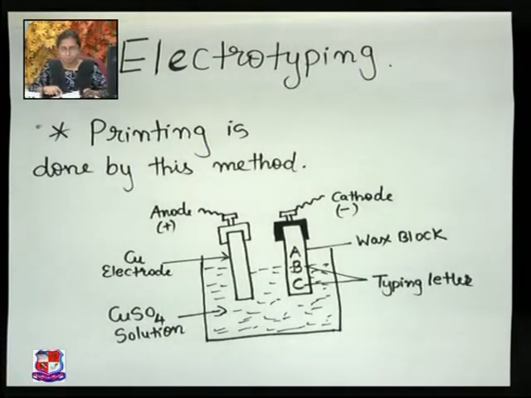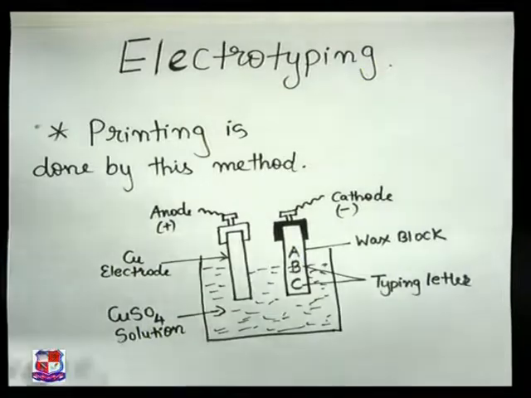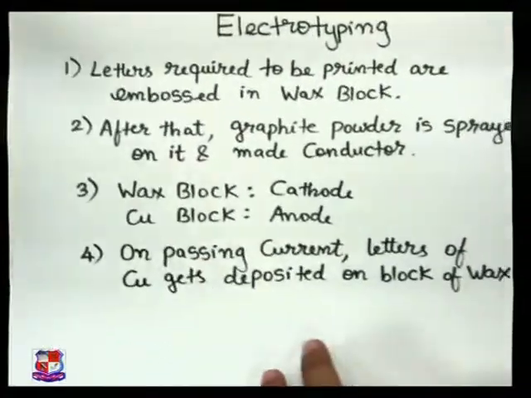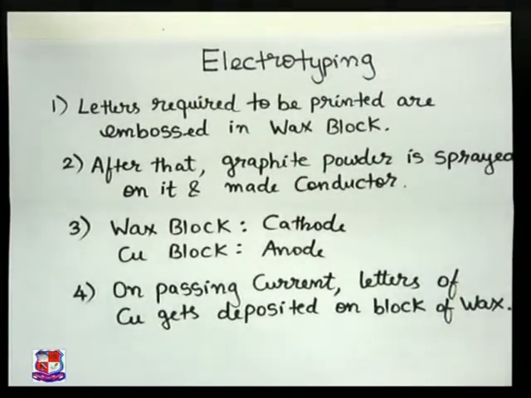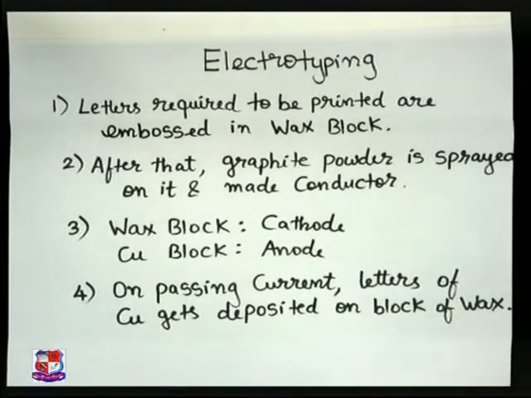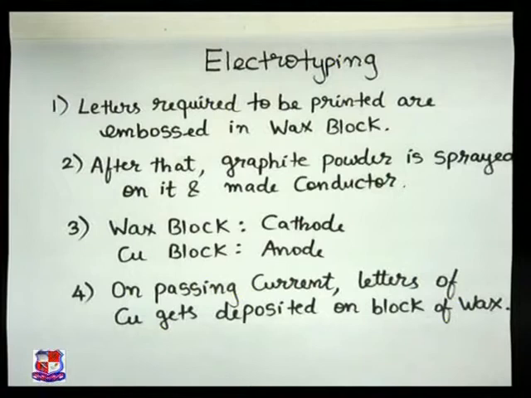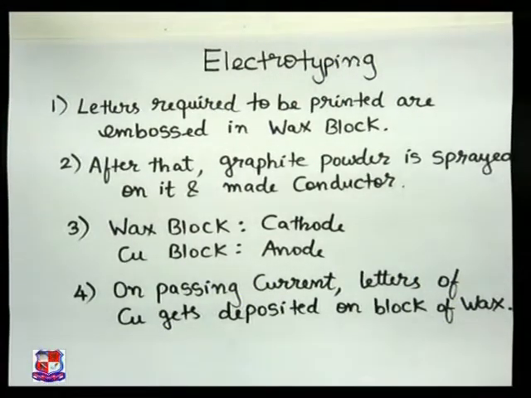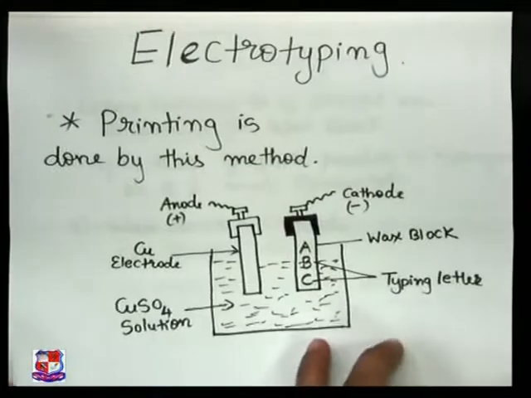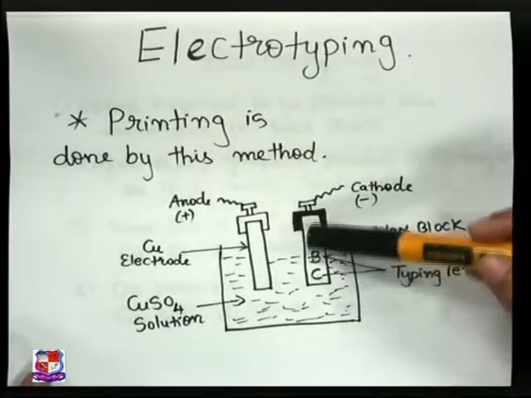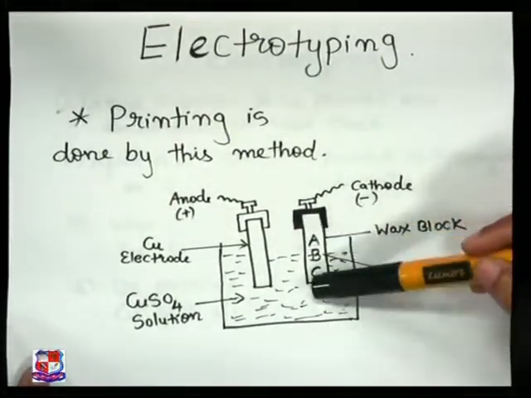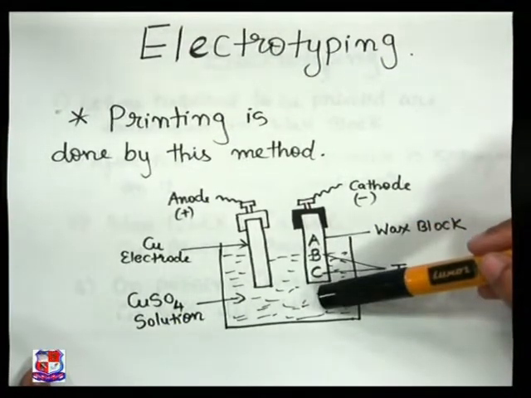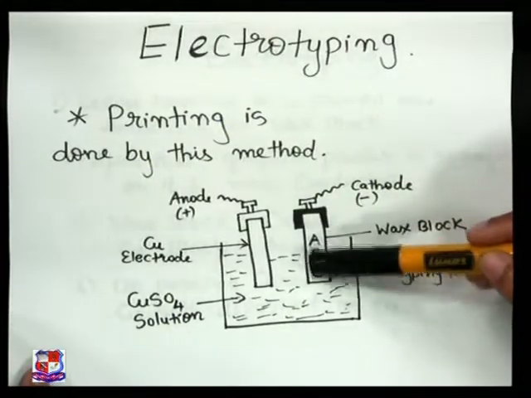The first step, if you see here, the first step, that is the letters required to be printed are embossed on the block of wax as I have shown. The second point, after that what we are doing, you can see here in the diagram again that alphabets, letters are embossed. Okay, then I am spraying a graphite powder on this letter.